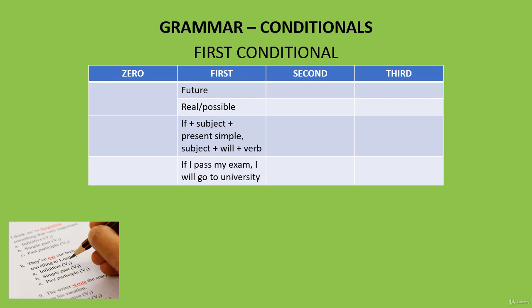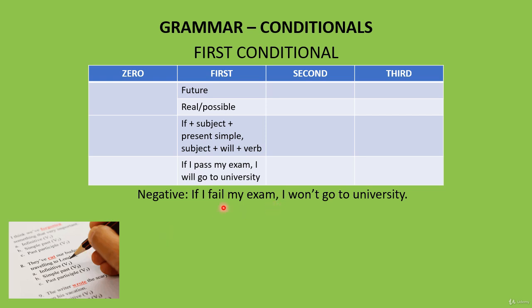The first conditional is all about a future possibility, a real future possibility. This is how we make it. It's if plus subject plus present simple, comma, then subject plus will plus verb. For example, if I pass my exam, I will go to university. A negative sentence looks like this. If I fail my exam, I won't go to university. Don't forget the comma.